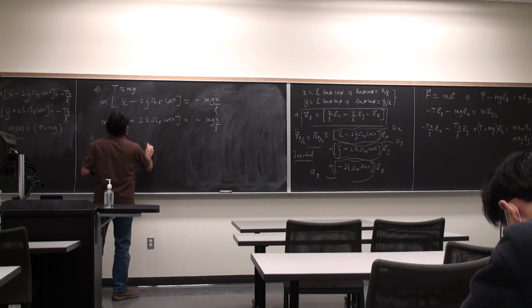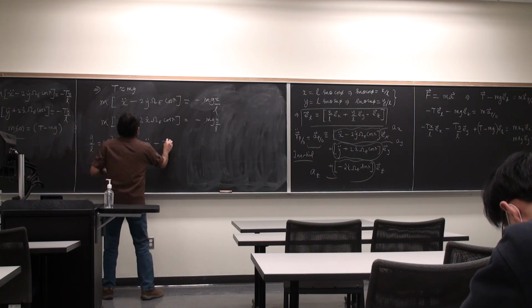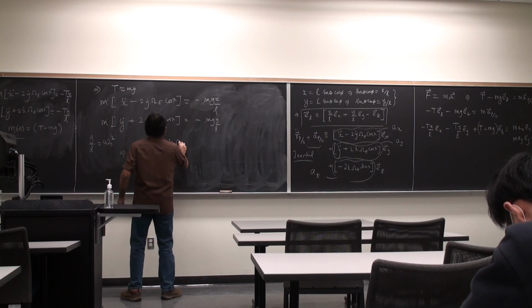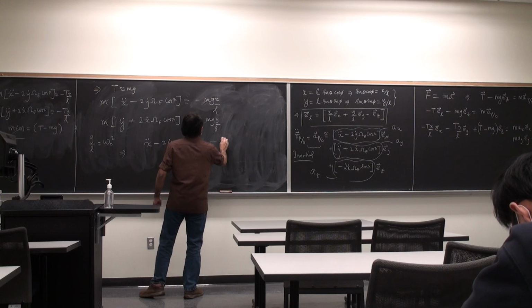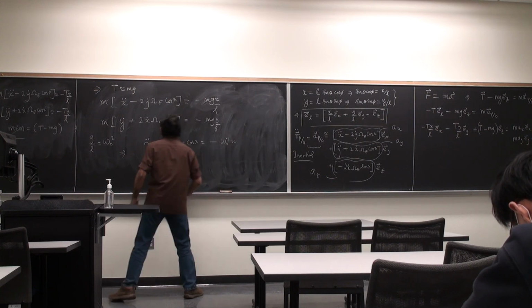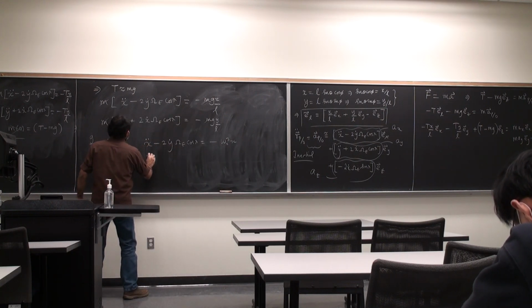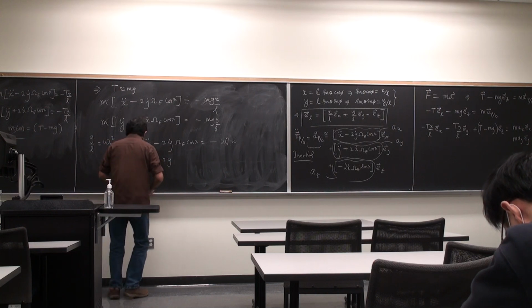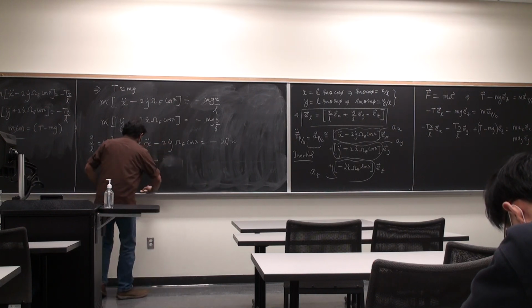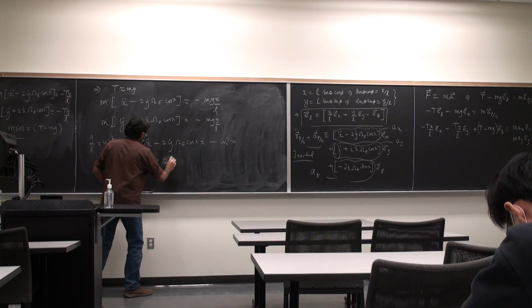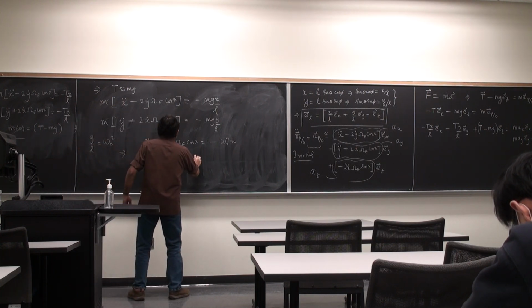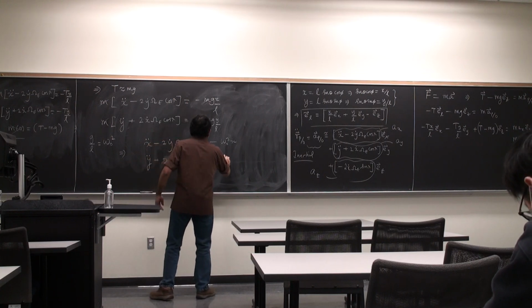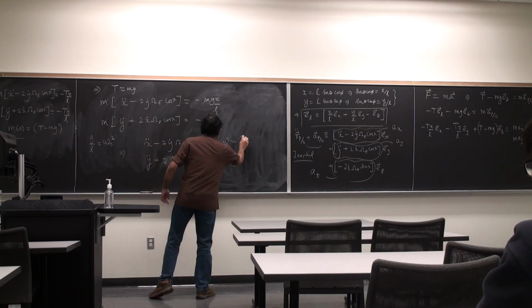x double dot minus 2 y dot omega e cosine lambda is minus omega naught square x. y double dot plus 2 x dot omega e cosine lambda, same stuff, is minus omega naught square y.